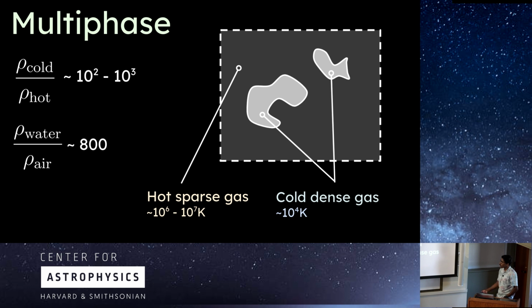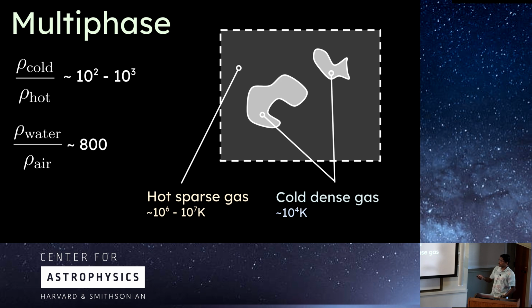So what we want to simulate now is a multi-phase gas. I don't really have to give this introduction here. The main thing I want to point out is the density contrast that we have. It can be from 100 times to 1,000 times. Cold gas can be 100 to 1,000 times denser than hot gas, which is close to the density contrast between water and air.